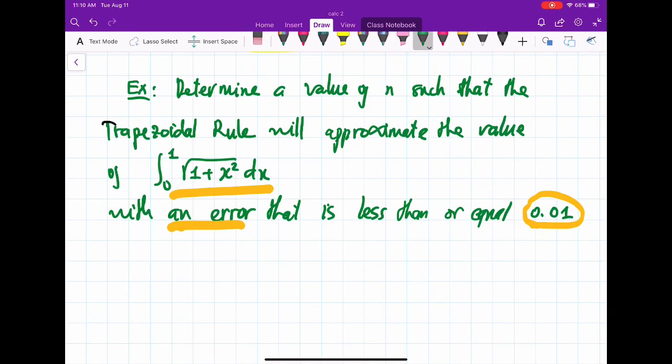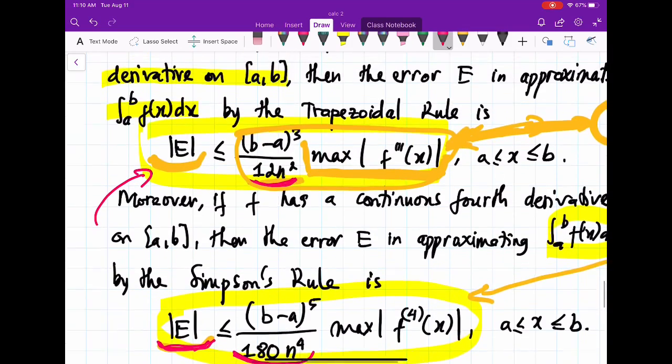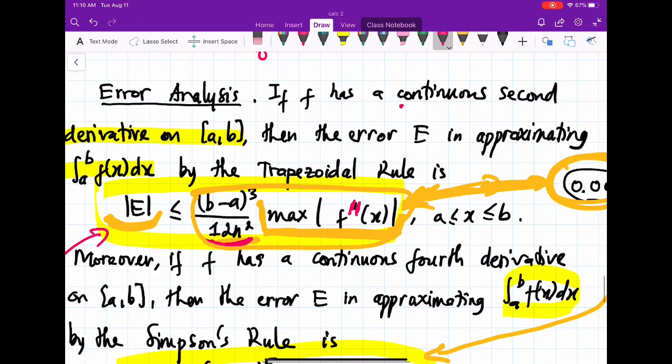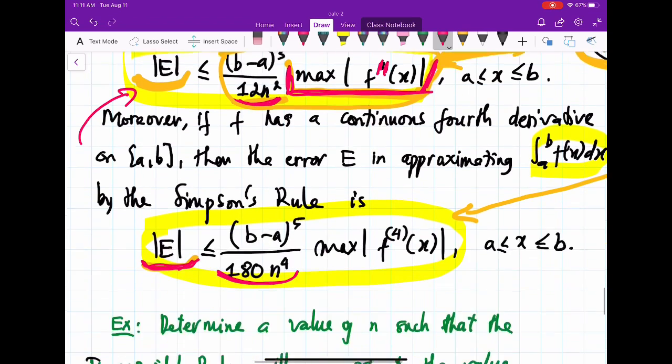Let me write that. I need to compare 0.01 with the error bound, that part is (b minus a) cubed over 12 n squared, times the maximum of the second derivative of f. I think I did something wrong here. It should be the second derivative, not the third derivative. Because we have a continuous second derivative, right? Then this number is a constant and a finite number. Sorry for that.